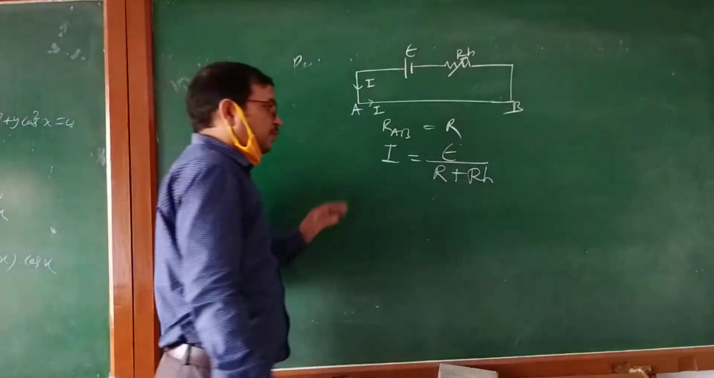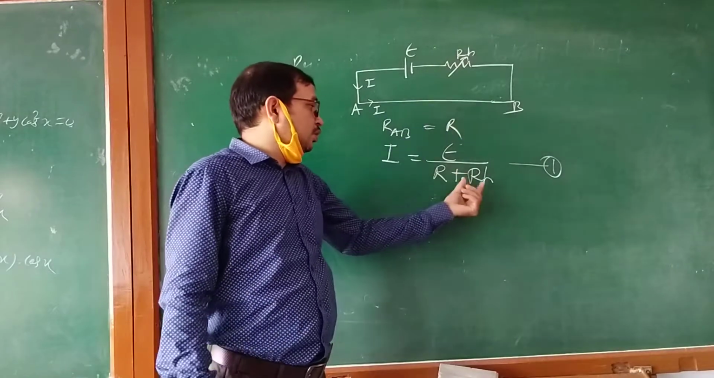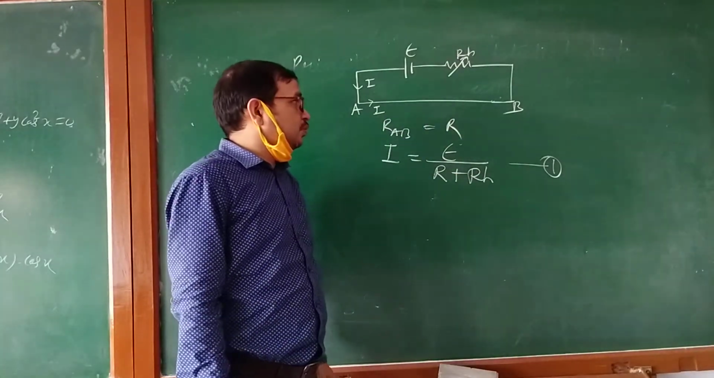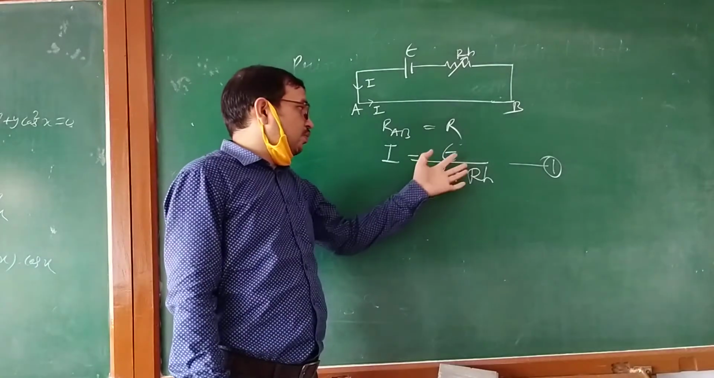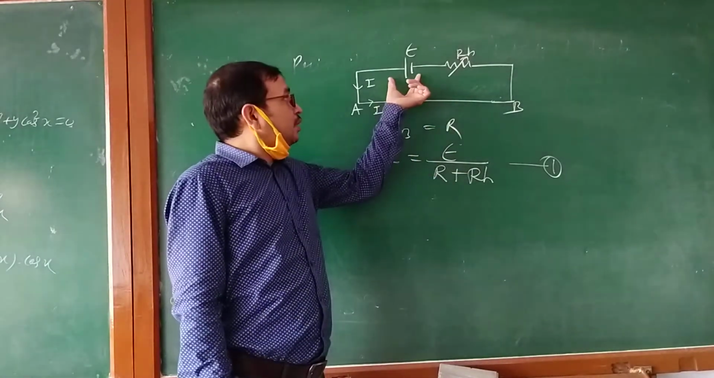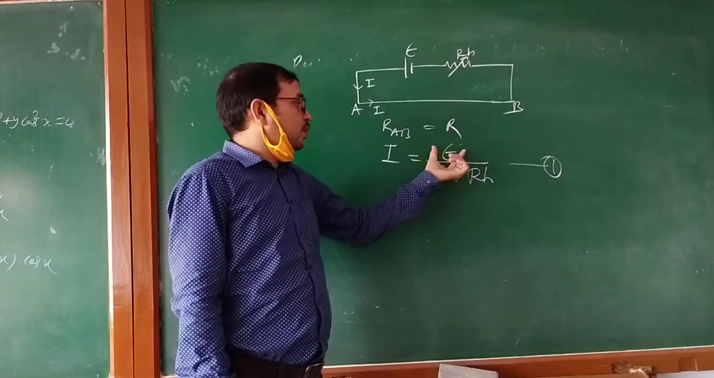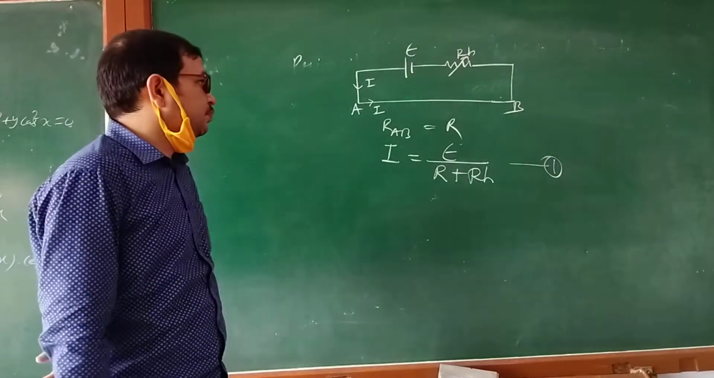Clear? So this formula you have to keep in mind. Sometimes in place of this resistance, internal resistance will be given to you. Sometimes any other resistance. So whatever change occurs, you have to write according to that. It may be that there is more than one cell, then you have to write the net EMF. So in this way, this is the current.